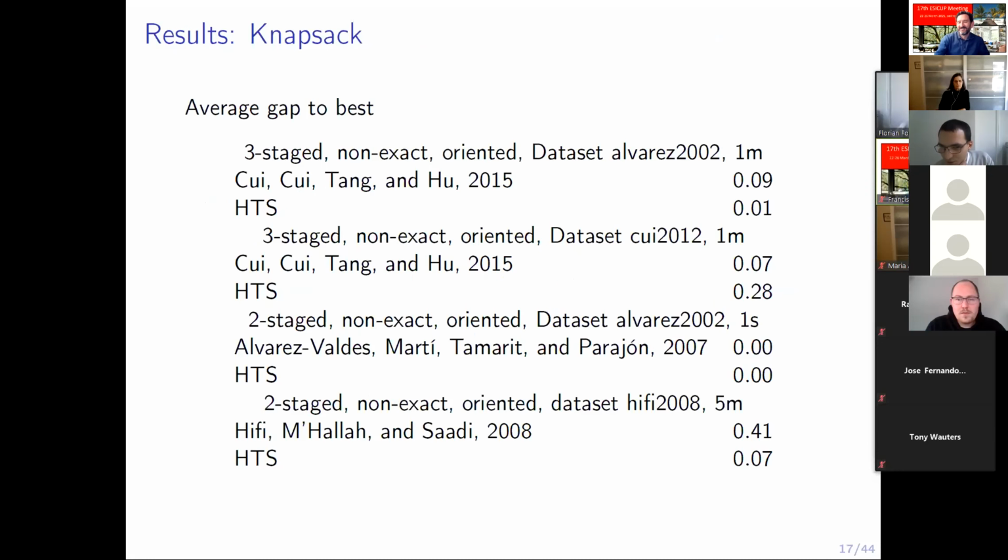For the knapsack problems, we also have some benchmarks. So for 3-stage, there is one data set where the heuristic tree search is slightly better than the previous approach from the literature, and one data set where it's slightly worse. On 2-stage, there is one data set where it finds the optimal, well, the best known solutions, as did the previous algorithm. And on the larger data set, it improved the results from the previous approach.